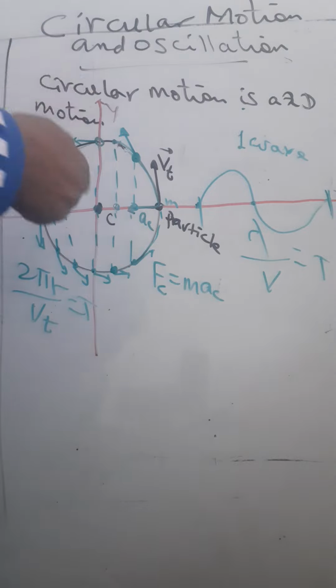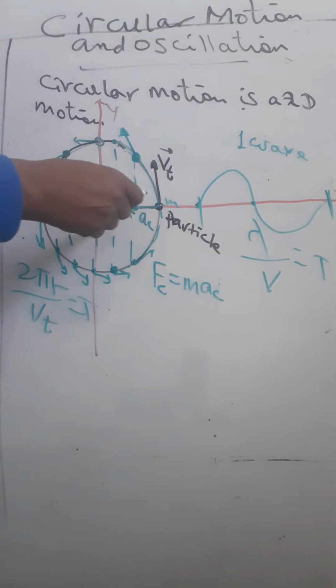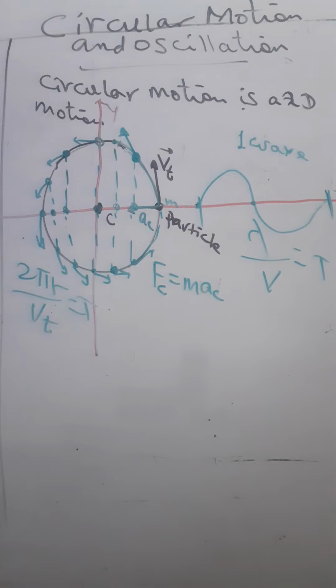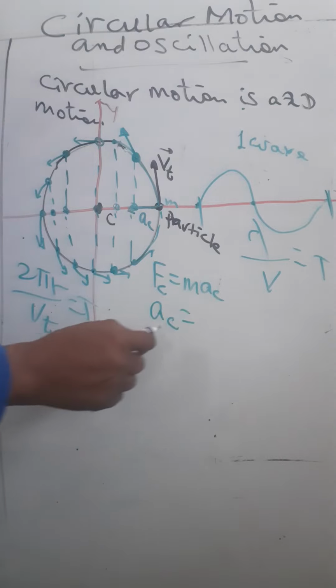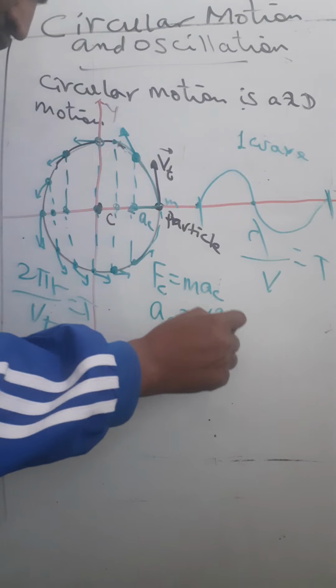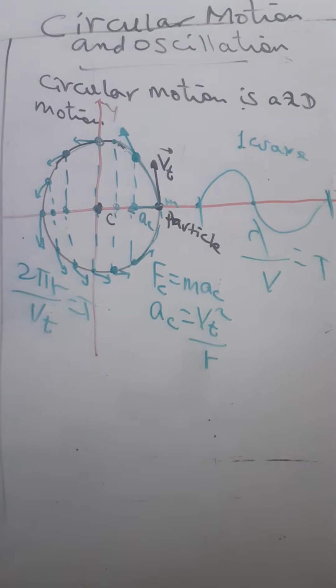So in circular motion, we know that there is centripetal force, and this centripetal force creates centripetal acceleration. For uniform circular motion, you can derive that AC is going to be tangential velocity squared over the radius of the circular path.